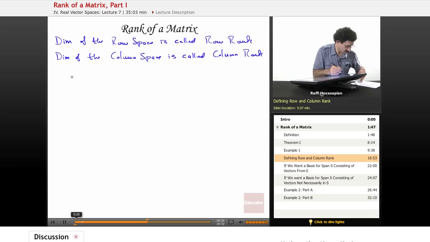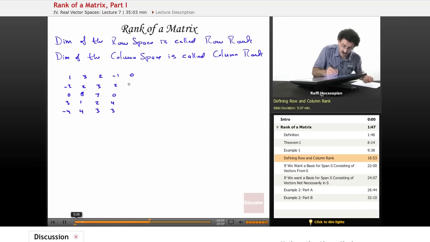-2, 0, 3, -4. So when I write V1, V2, V3, V4 as columns this time instead of rows, it looks like this. 1, -2, 0, 3, -4. 3, 2, 8, 1, 4. 2, 3, 7, 2, 3, -1, 2, 0, 4, 3, and the augmented system.